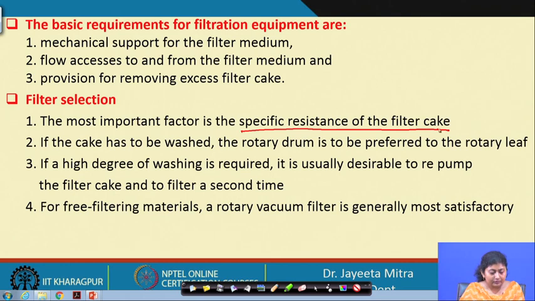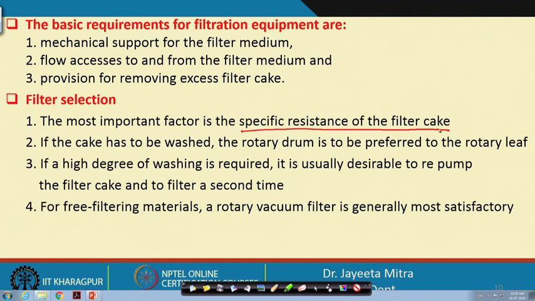Okay. So, if the cake has to be washed, the rotary drum is to be preferred to the rotary leaf. So, rotary drum is better, and if a high degree of washing is required, it is usually desirable to repump the filter cake and to filter a second time. For free filtering materials, a rotary vacuum filter is generally most satisfactory.